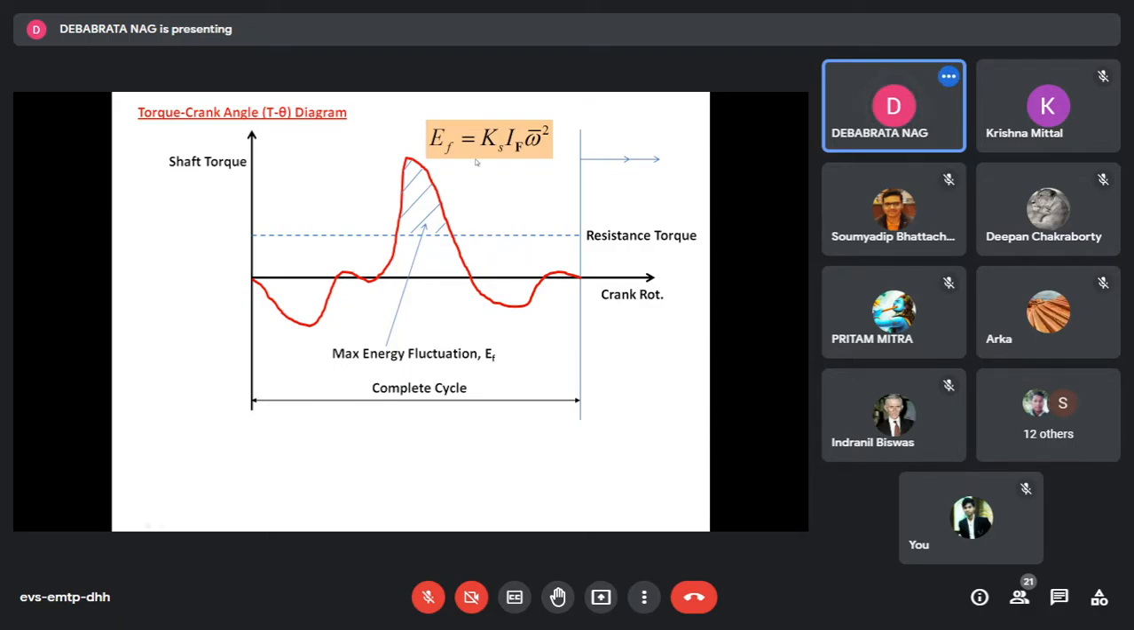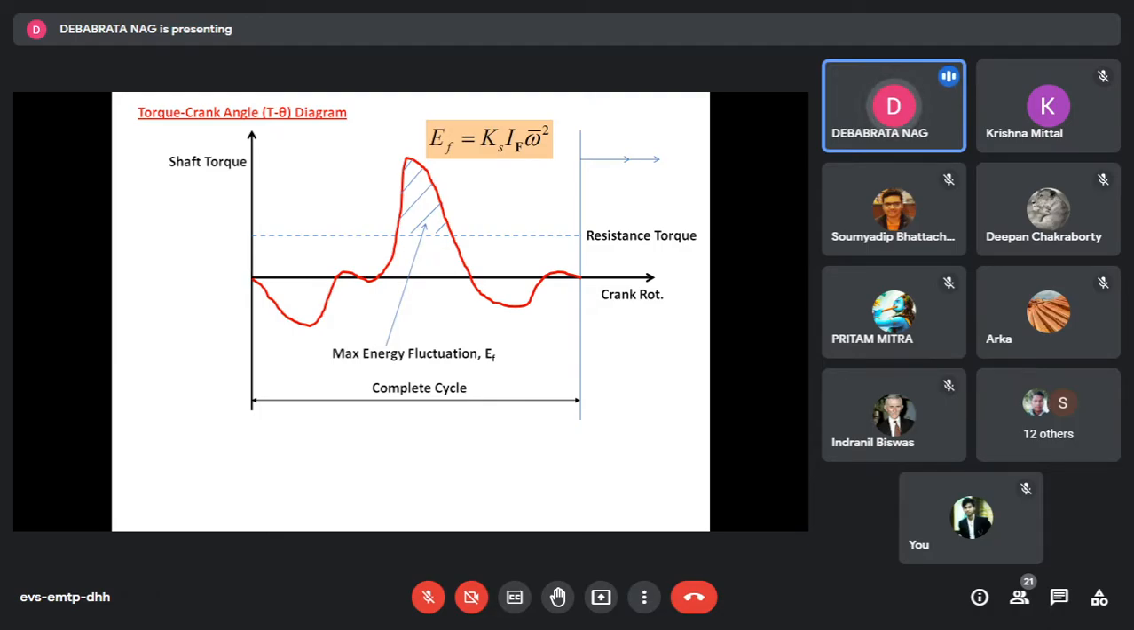Okay. So you can very easily see that if your installation is very important, if it is a precision kind of instrument, then you will find that this value of Ks will be less. That means it allows minimum departure from the mean speed of rotation of the flywheel.